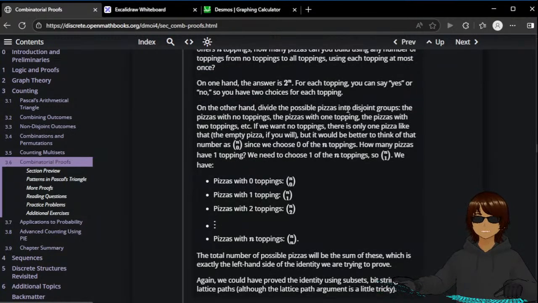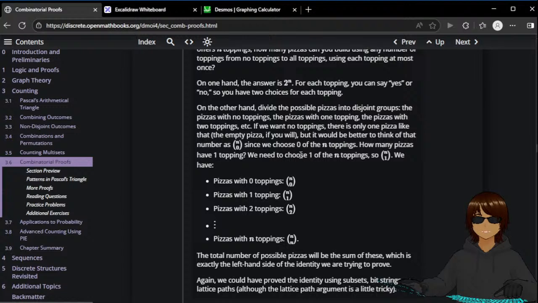Divide the possible pizzas into disjoint groups: the pizzas with no toppings, the pizzas with 1 topping, the pizzas with 2 toppings. If you want no toppings, then there is only one pizza. But would it be better to think of that number as n choose 0, since we choose 0 of n toppings?